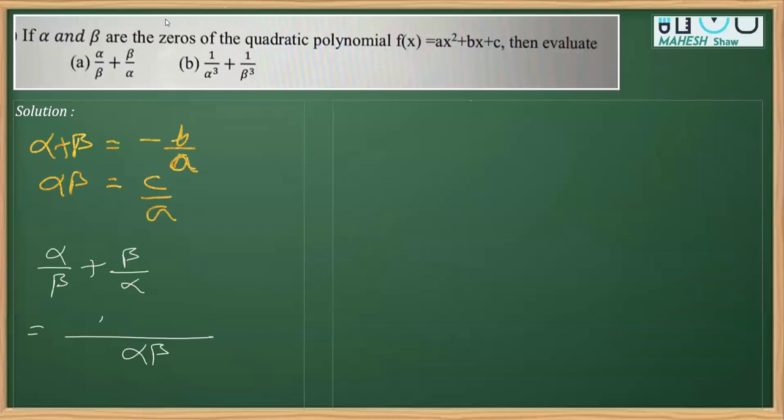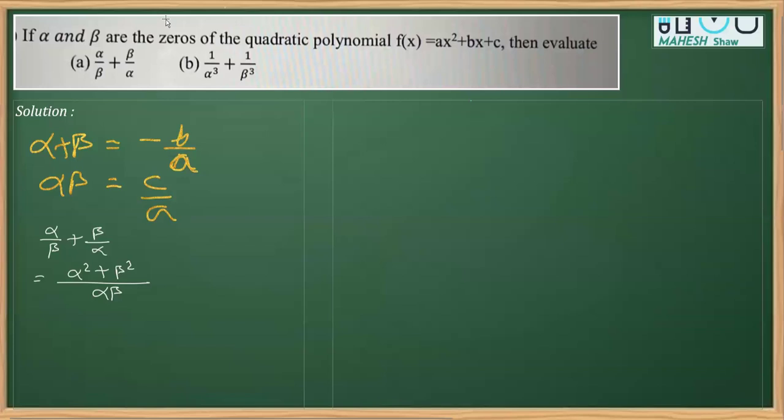The LCM has to be alpha beta. This will be alpha into alpha, alpha square, and beta into beta, that's beta square. So we need to find the value of this, but we have to convert this into sum or product. That means we need to obtain alpha square plus beta square. For that, I'm going to apply the relation: a plus b whole square is a square plus b square plus 2ab.